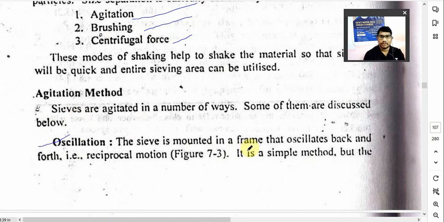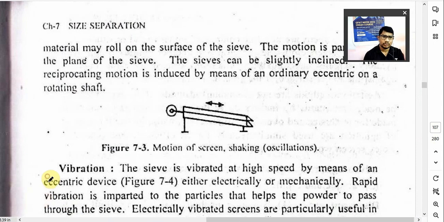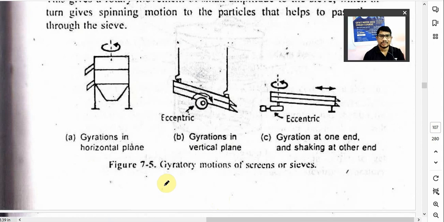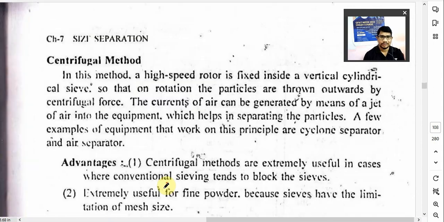By using oscillation. Sieves are maintained in a frame, and oscillation moves them back and forth, either using hands or by using vibration. Sieves are vibrated at high speed by means of electronic devices, either electrically or mechanically. Gyration is also there. In this method, the sieve is on a rubber mounting and connected to an electric flywheel. These are the motions: gyration, oscillation and vibration.